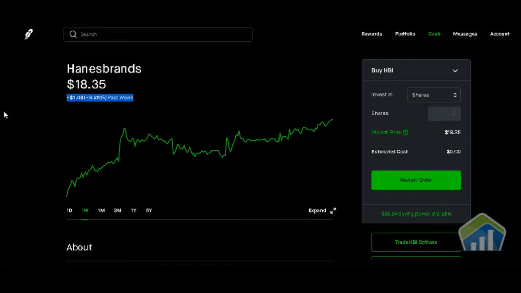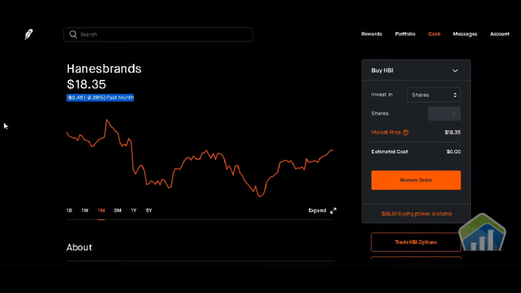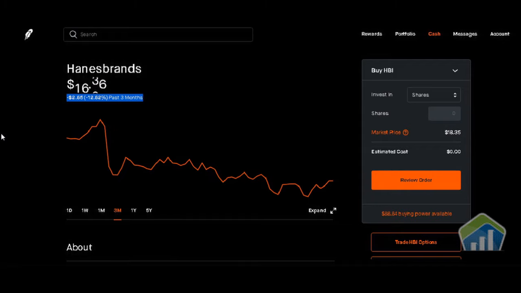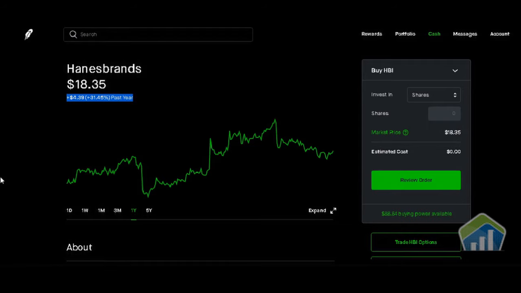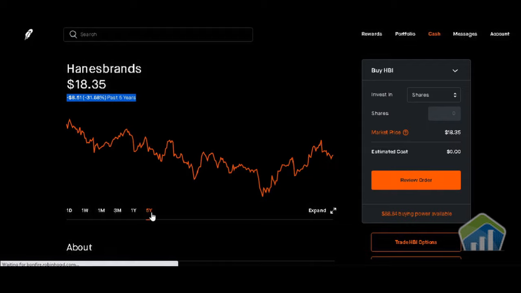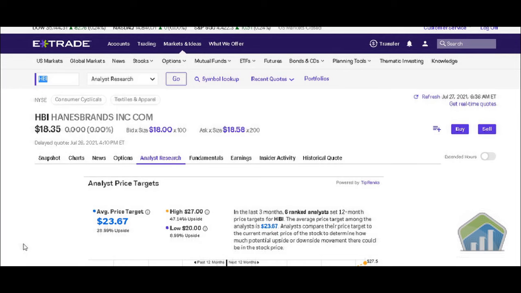1 week chart says that we're up $1.08, or positive 6.25%. 1 month chart says that we're down 45 cents, or negative 2.39%. 3 month chart says that we're down $2.65, or negative 12.62%. 1 year chart says that we're up $4.39, or positive 31.45%. And the 5 year chart says that we're down $8.51, or negative 31.68%. So what we're going to do is keep pushing forward to our E-Trade account, right?